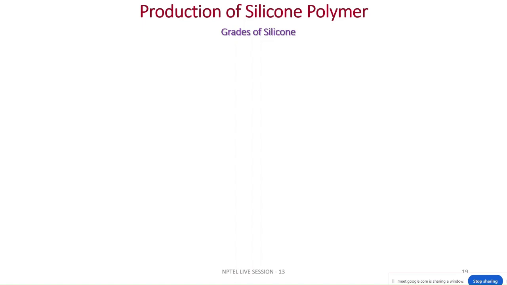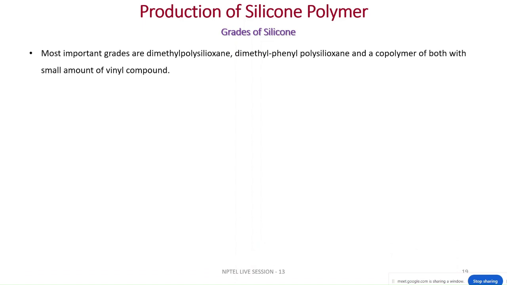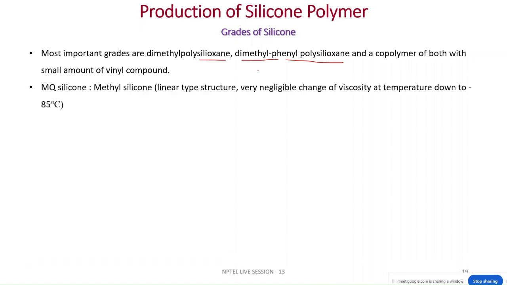Next one, we will discuss some grades of silicone. Most of the important grades are dimethyl polysiloxane, methyl phenyl polysiloxane, and copolymers of both of the types, adding some vinyl compound. Just like MQ silicone, that is methyl silicone.